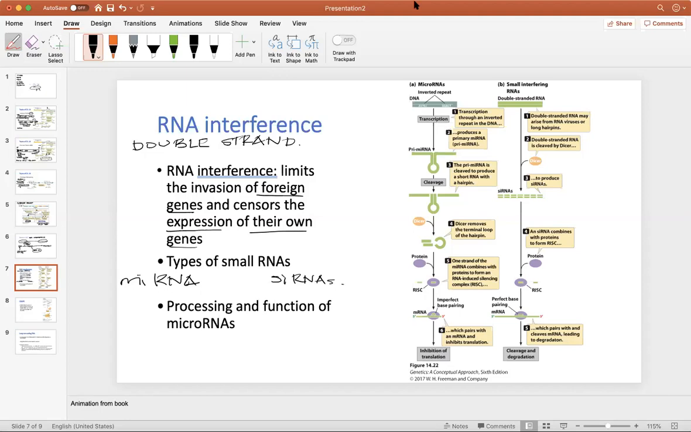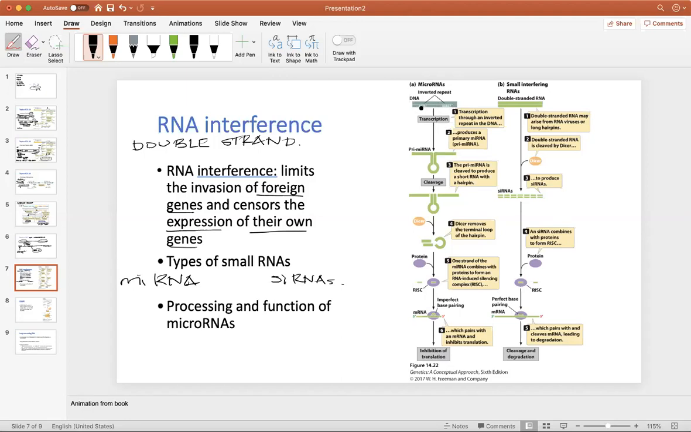Okay, so let's talk first about microRNAs. What are they? How do they arise? Well, basically, you have in your DNA codes for these microRNAs. And you can see that we have an inverted repeat here. And hopefully you've seen this a couple times now.